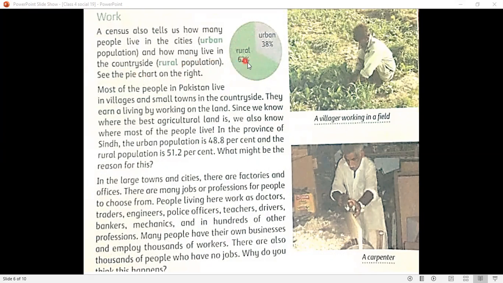See this pie graph. The rural population of Pakistan is 62%. Mean most of the Pakistani people live in rural areas and 38% is urban population.